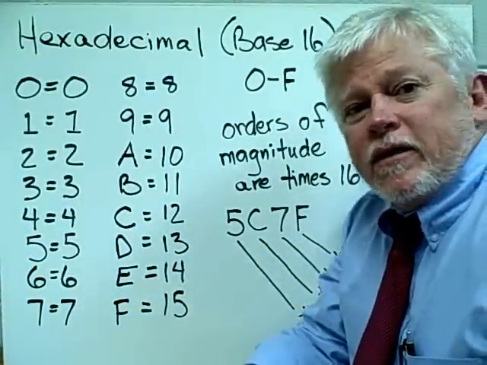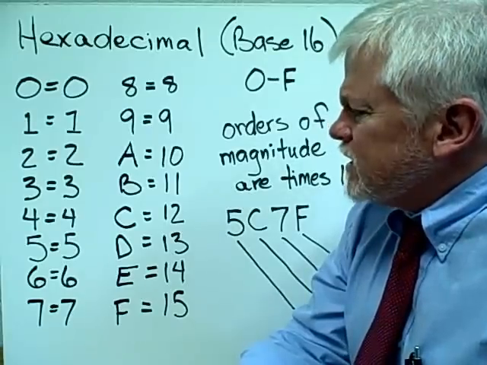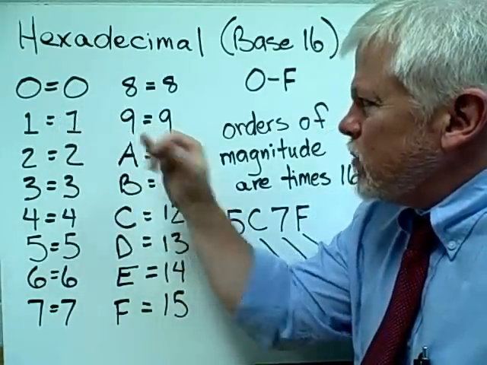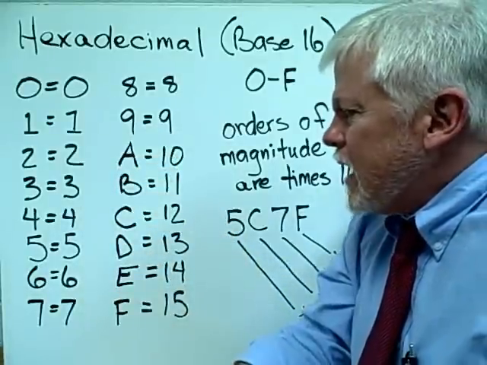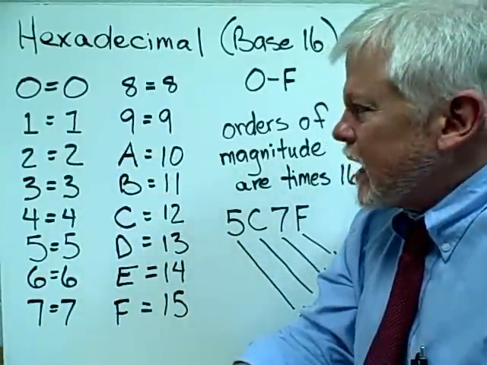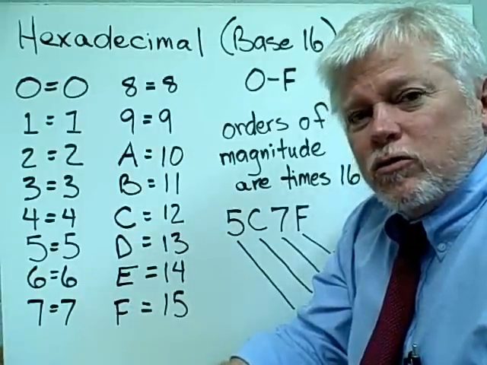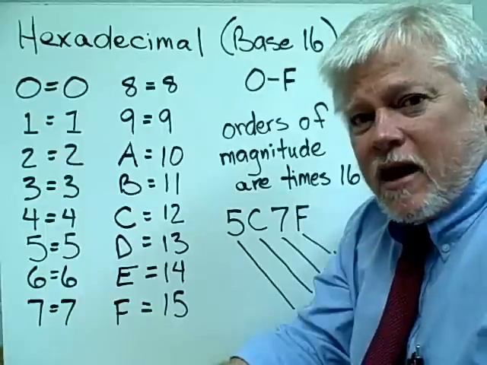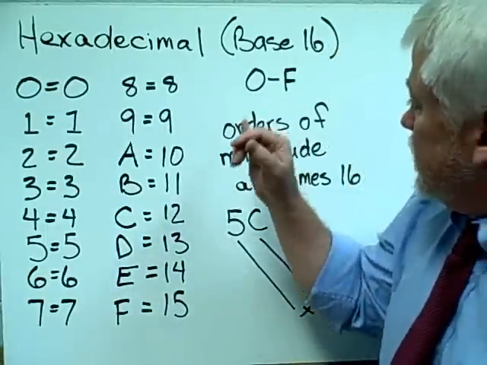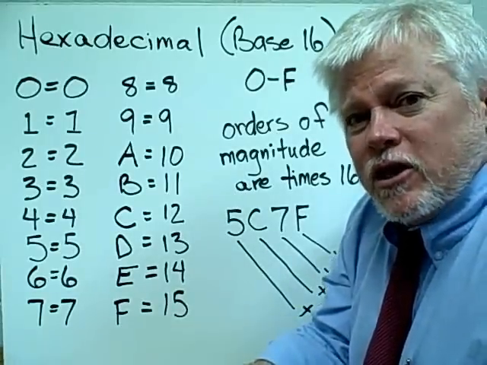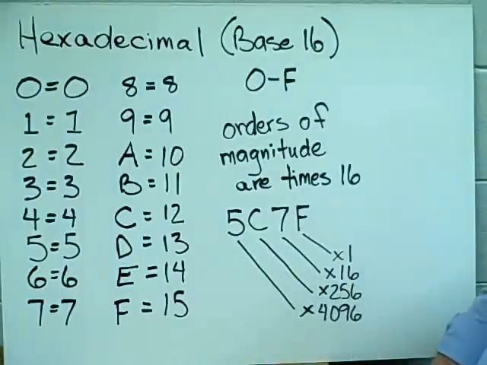We're going to be looking now at the hexadecimal or base 16 system. That is a little different. It's similar until you get through the number 9, but after the number 9, you use the letters A through F. So to count in base 16, you would count 0, 1, 2, 3, 4, 5, 6, 7, 8, 9, A, B, C, D, E, F. So the 0 through F are your numbers in the hexadecimal system, and the orders of magnitude are times 16.